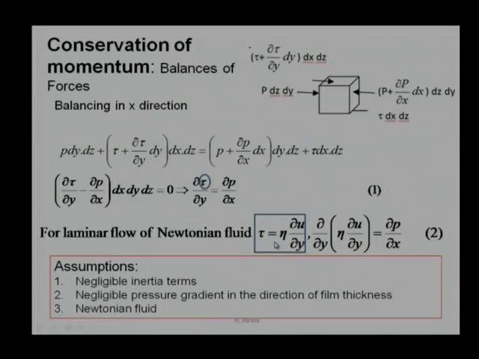And the last assumption we considered here is a Newtonian fluid. Our fluid is governed by Newtonian law, or its shear stress is proportional to velocity gradient, and the constant of proportionality is viscosity. These are the three assumptions which we are making to derive equation number 2.